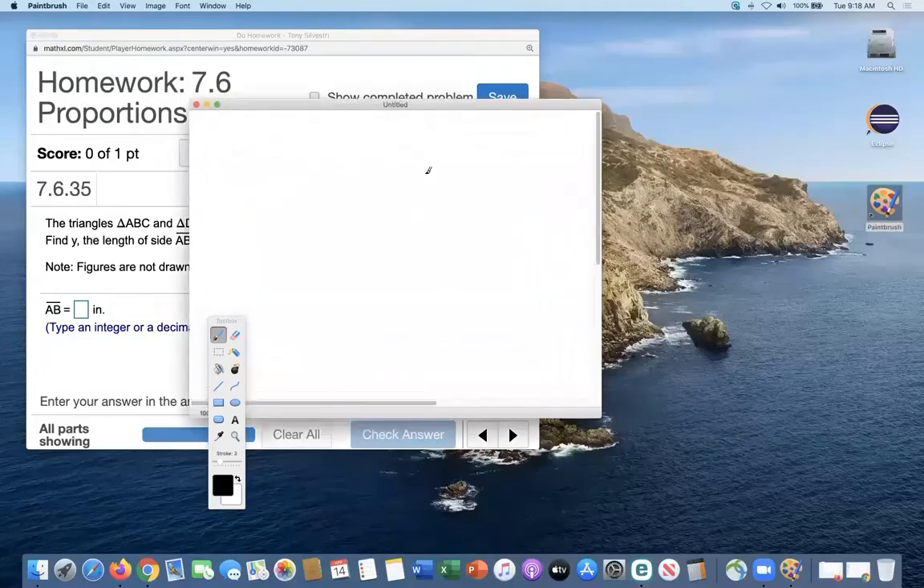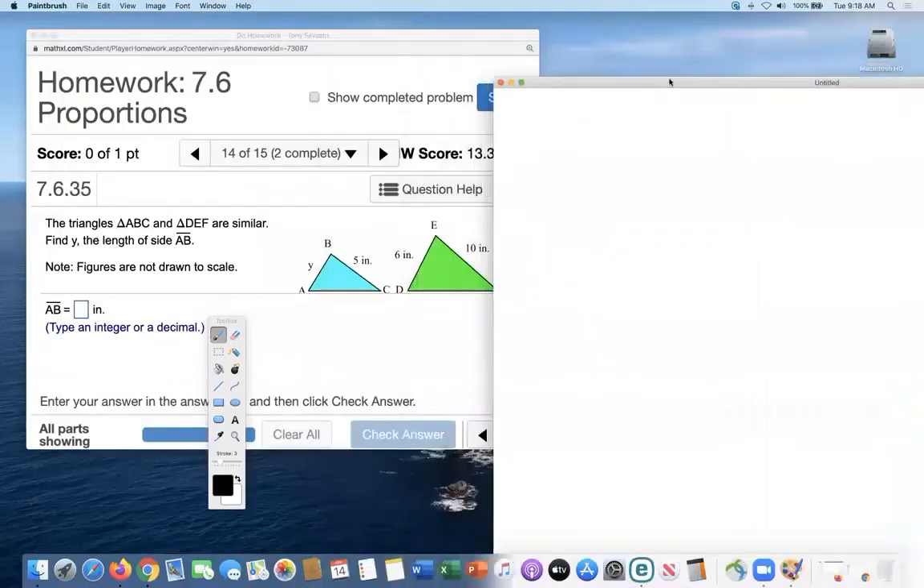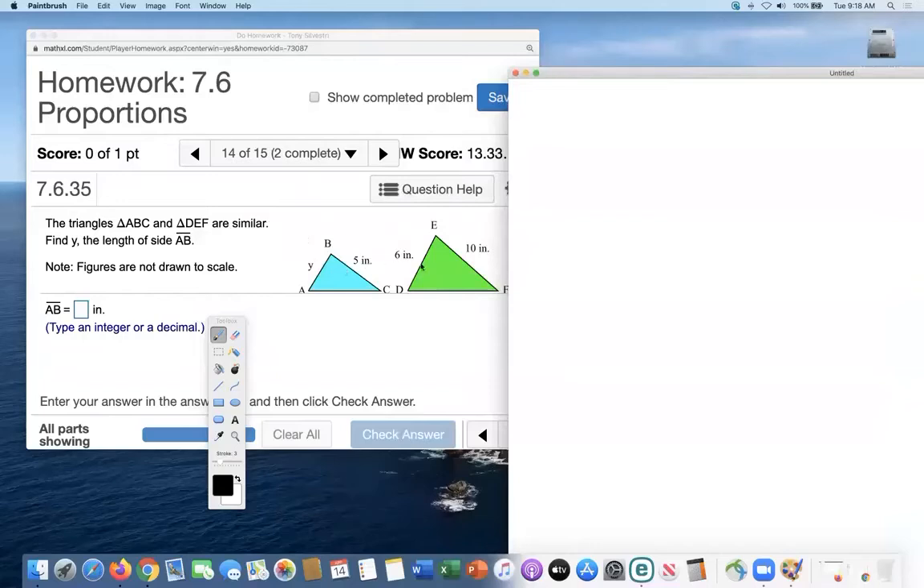Okay. Let's go over here. Now they're saying these are similar triangles. Similar means they look the same, only one's smaller than the other. Basically, they're saying they're in proportion.